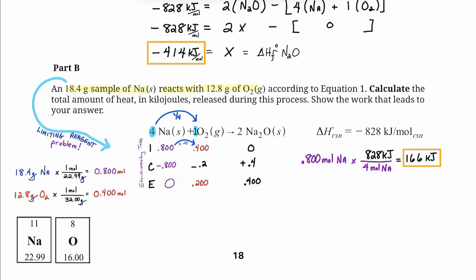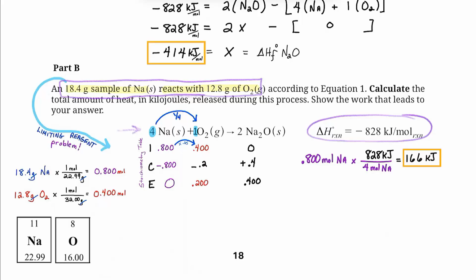Part B, we have an 18.4 gram sample of the sodium reacts with 12.8 grams of O2. So you've got to sniff out these questions. They're giving you information about both reactants. I rewrote the equation and I rewrote the delta H of the reaction, both of which we need for this question.